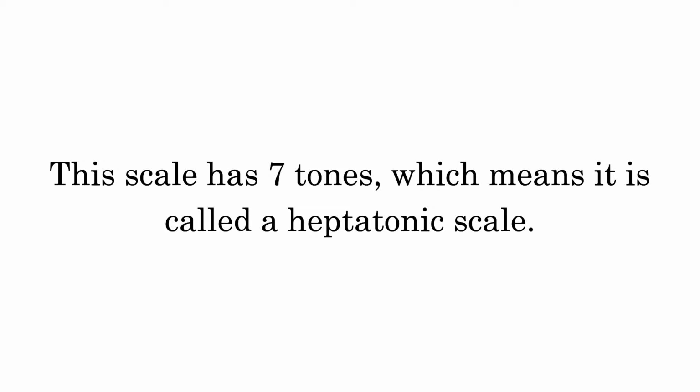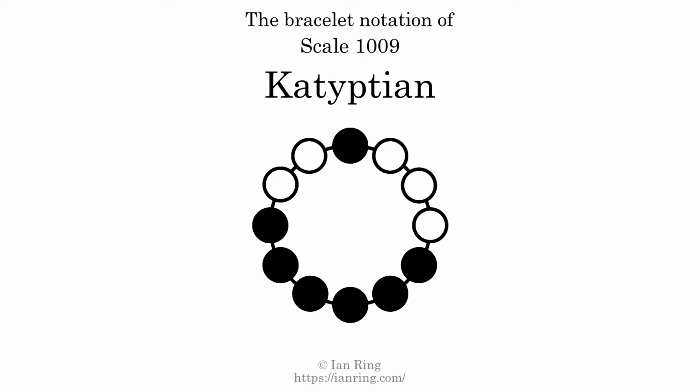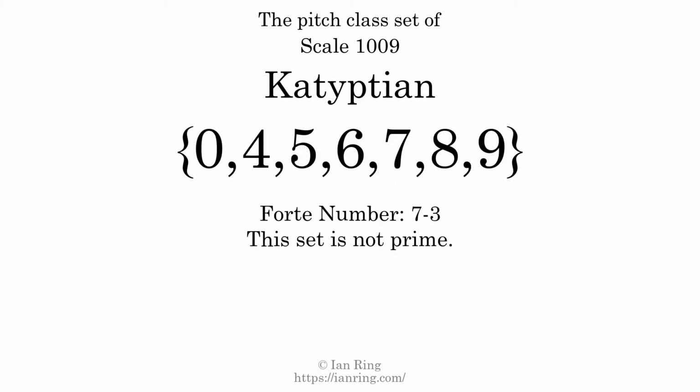This scale has 7 tones, which means it is called a heptatonic scale. This is a bracelet notation diagram of scale 1009. The shaded circles represent tones that appear in the scale, and they are read clockwise, starting at the top. The pitch class set for this scale is 0, 4, 5, 6, 7, 8, 9.